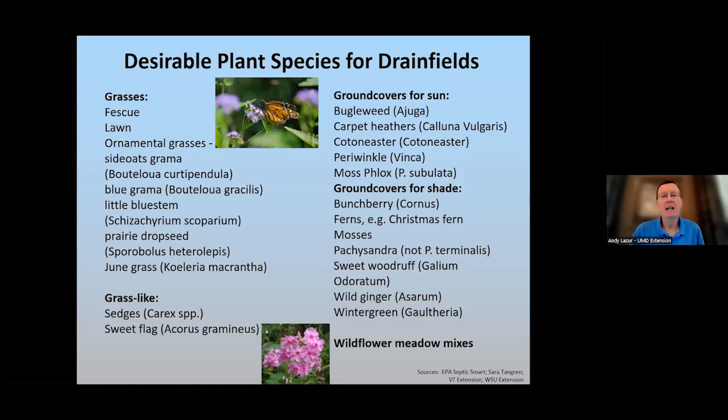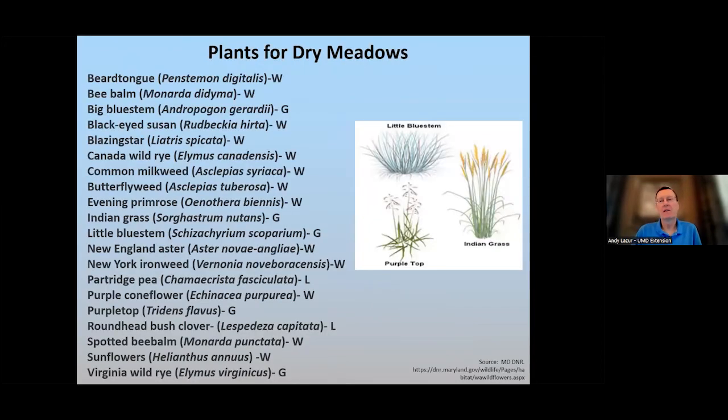And then there's wildflower meadow mixes. This is some information from DNR, but these species provide a lot of different types of value, from the aesthetic value, the leaf foliage, the texture, colors, the flowers, different seasons of flowers. Some of these are also good for pollinator habitat, for example, but it can really add a lot of interest to the landscape.